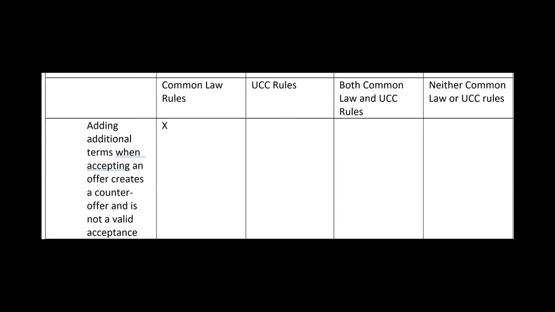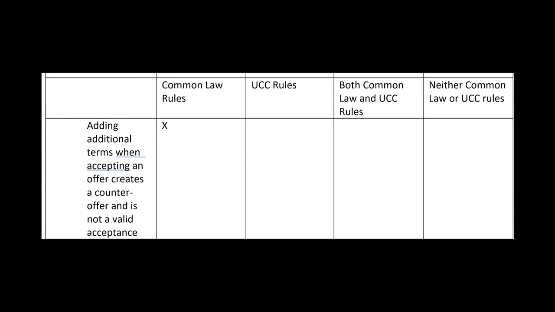Under the common law rules, for real estate, sale of a business, or personal services, you've got to accept the offer exactly as it is. Otherwise, what you're doing is making a counteroffer, making a new offer. If you try to change the terms under the common law, it's a counteroffer, not a valid acceptance. What about the UCC? Remember, under the UCC, you could add additional terms, and it's okay. The additional terms become part of the contract.